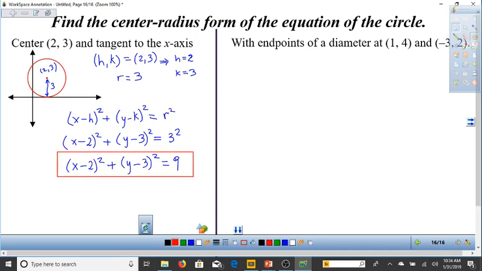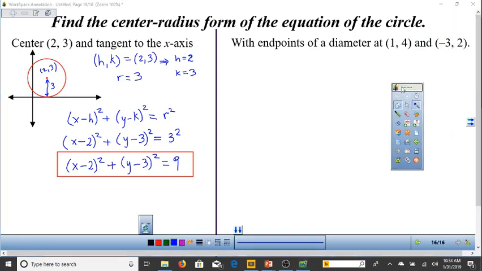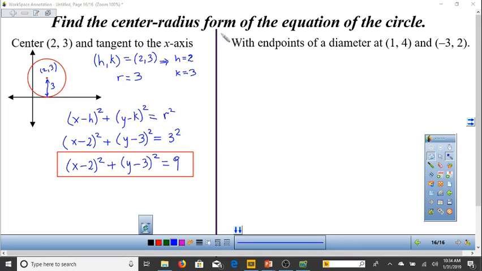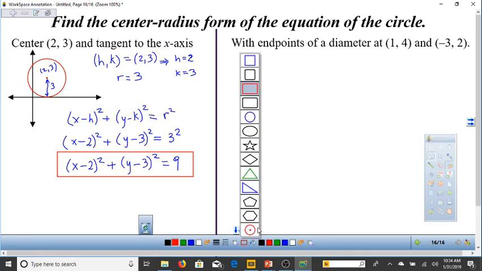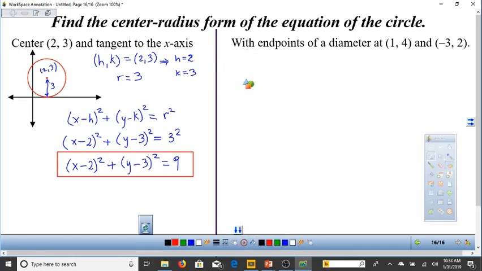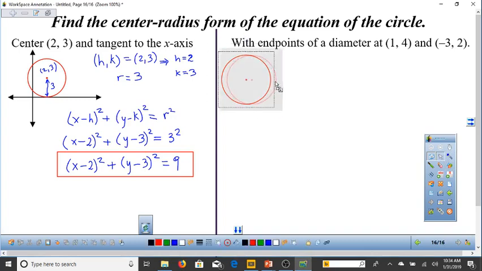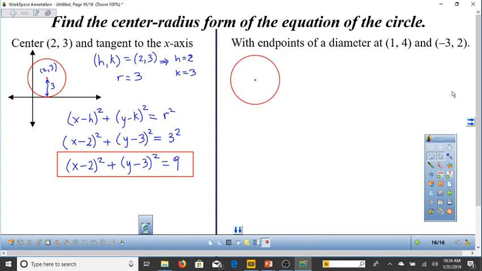There we have it. Now, let's see what's going on with this one here. In this case, we have a circle that has endpoints 1, 4, and -3, 2. So I'm going to draw a diagram to illustrate what's going on, and we're going to see how we're going to approach this. We want to find the equation of a circle. I'm going to draw a little circle over here. This is just a rough representation. It's not going to be drawn to scale, but basically we have 2 points on the circle. One is 1, 4, and one is -3, 2.